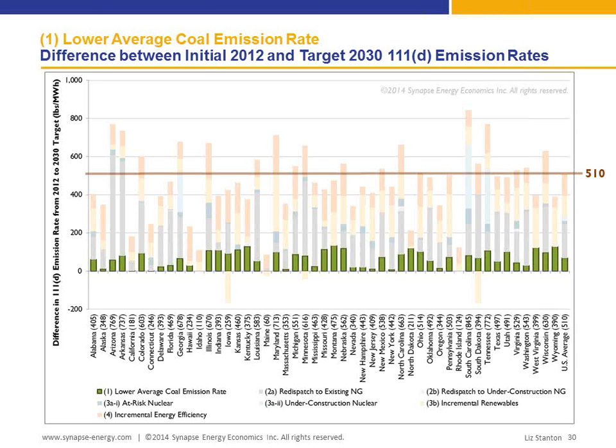Okay? So walking through the building blocks one by one, this is building block 1, the lower average coal emissions rate, and those are the green blocks on the bottom. Just about every state has some coming from this. The states that don't have any coal generation that was in operation in 2012. It's spread across all the states, though, all other states.